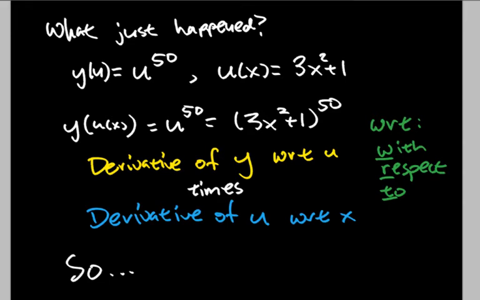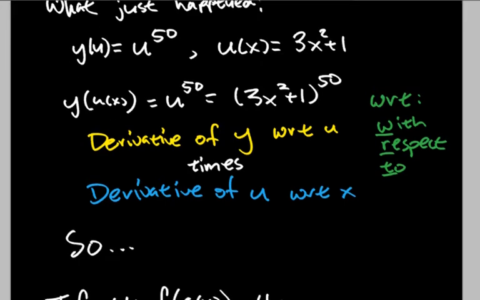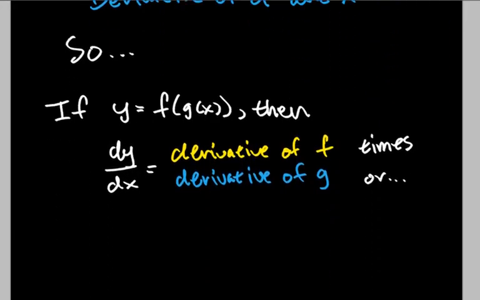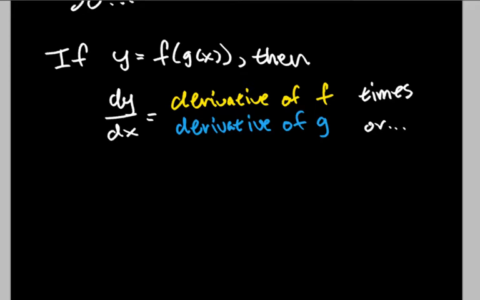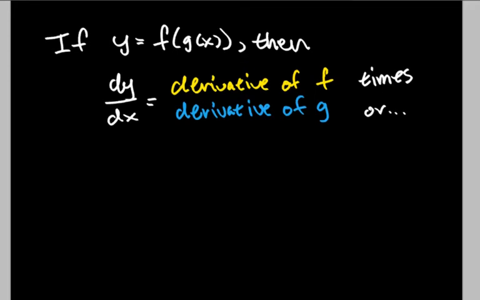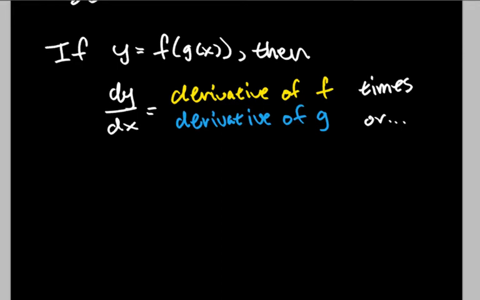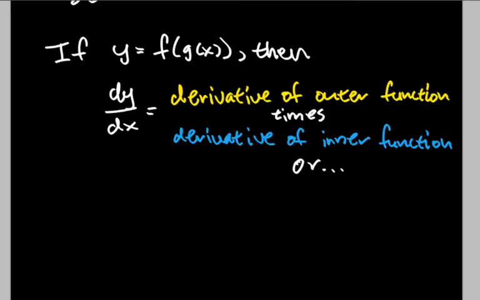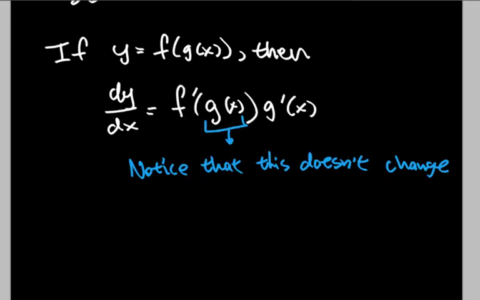So now this is going to get us into the actual chain rule itself. If we have a function inside a function, so if y equals f of g of x, then dy/dx is just the derivative of f times the derivative of g, or the derivative of the outer function times the derivative of the inner function, or f prime of g of x times g prime of x.